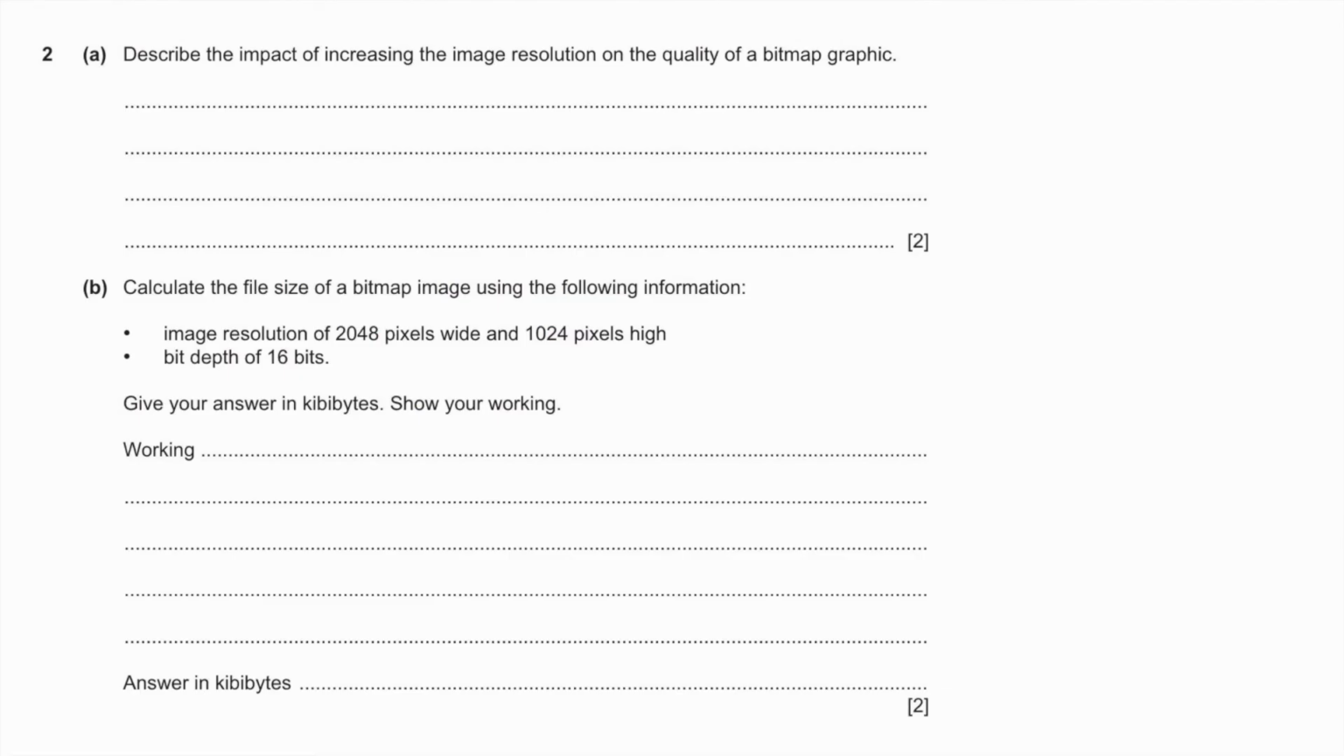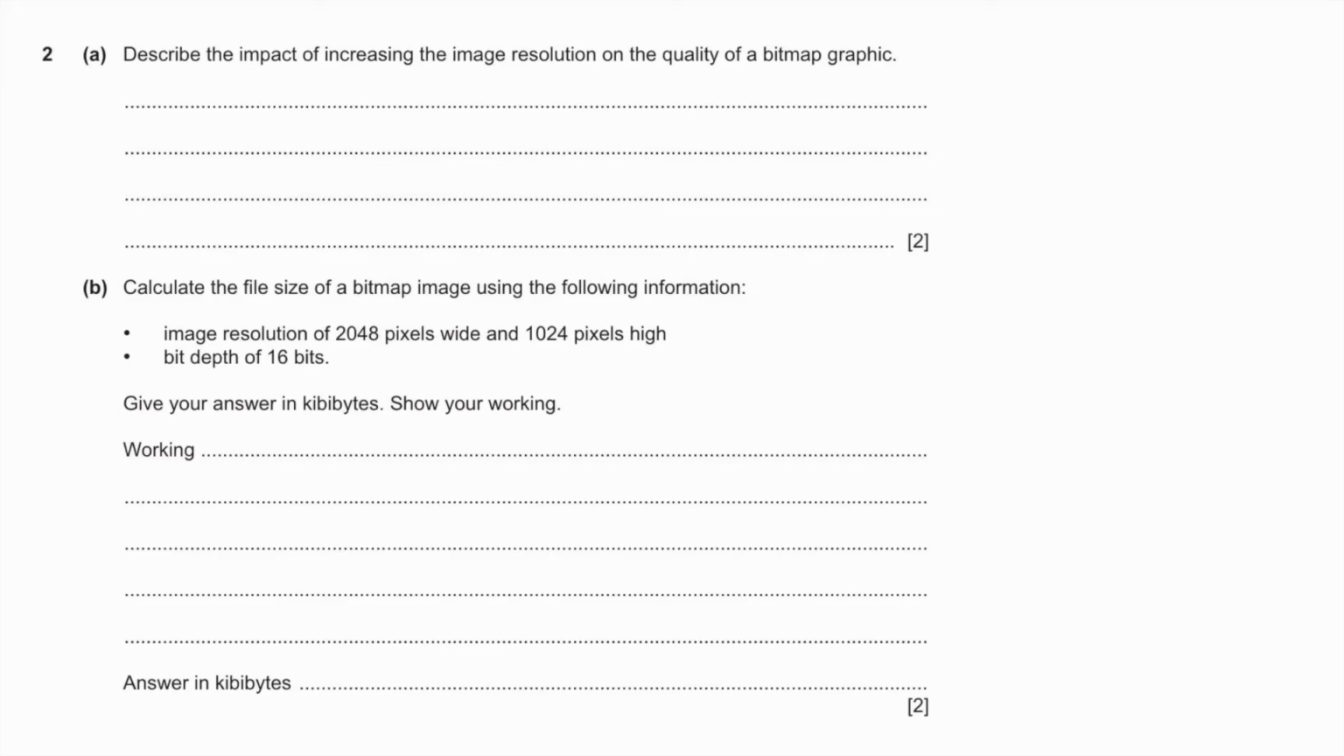Anyways, a few more questions. Describe the impact of increasing the image resolution on the quality of a bitmap graphic. So increasing the image resolution means adding more pixels. And this could actually mean two things. This could mean that the image is going to be larger, or that the image is going to be much more detailed, because we'd have more pixels. And if we're not increasing the size of the image, we have more pixels. That means that we're going to be able to display more detail and be less pixelated.